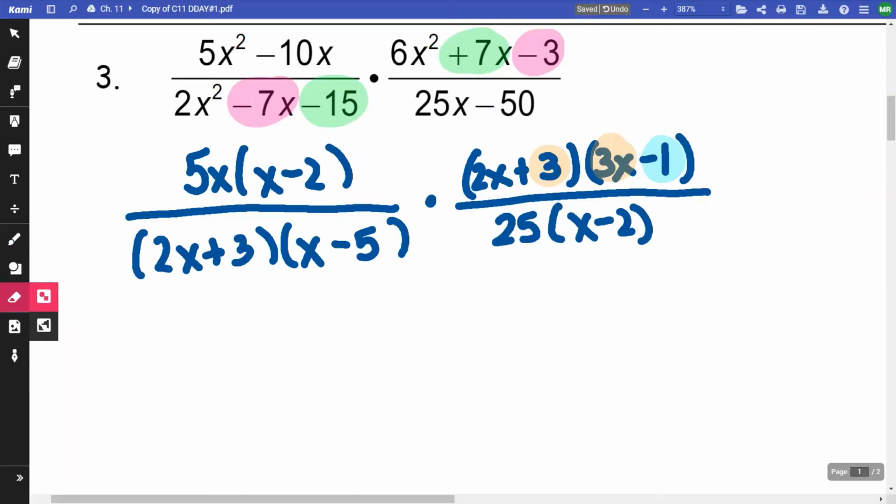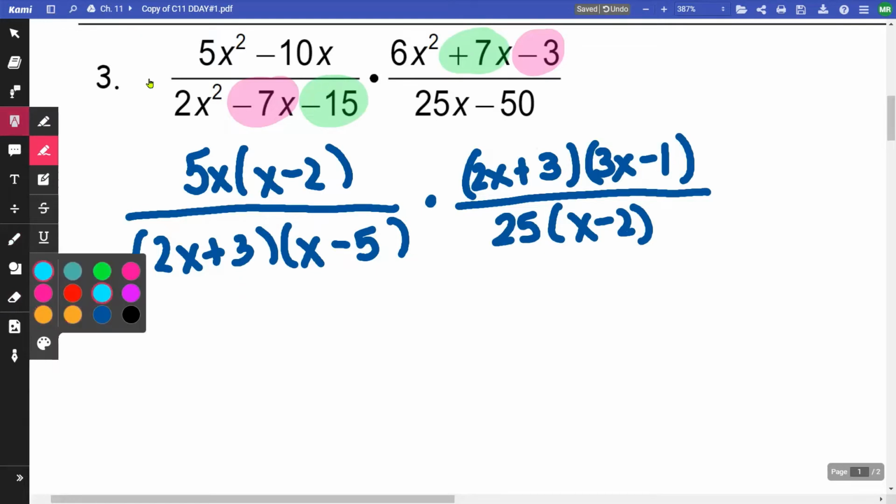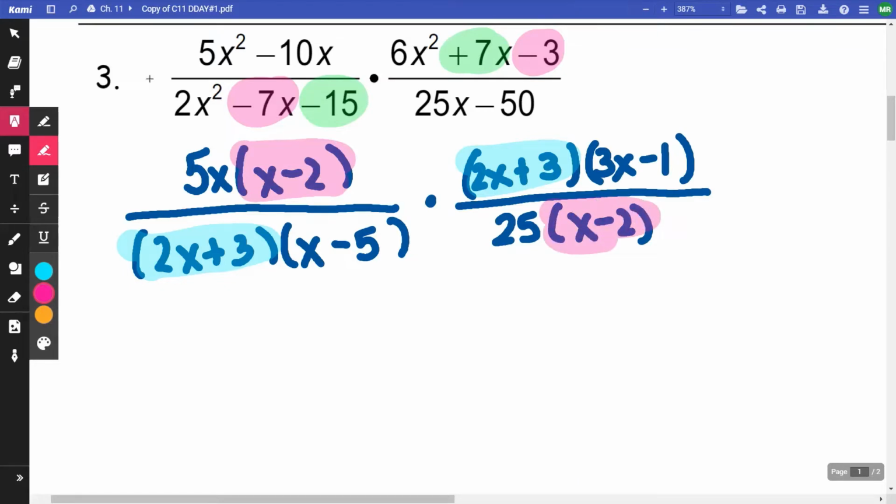So now I'm going to try to see if I can simplify anything. Looking at this, I have a 2x plus 3 and a 2x plus 3, so those are going to cancel out. I have an x -2 and an x -2, so those are going to cancel out. Now, looking at my numbers here, I have a 5 and a 25. So 5 goes into 25 five times, and I'm going to have a 5 left over.